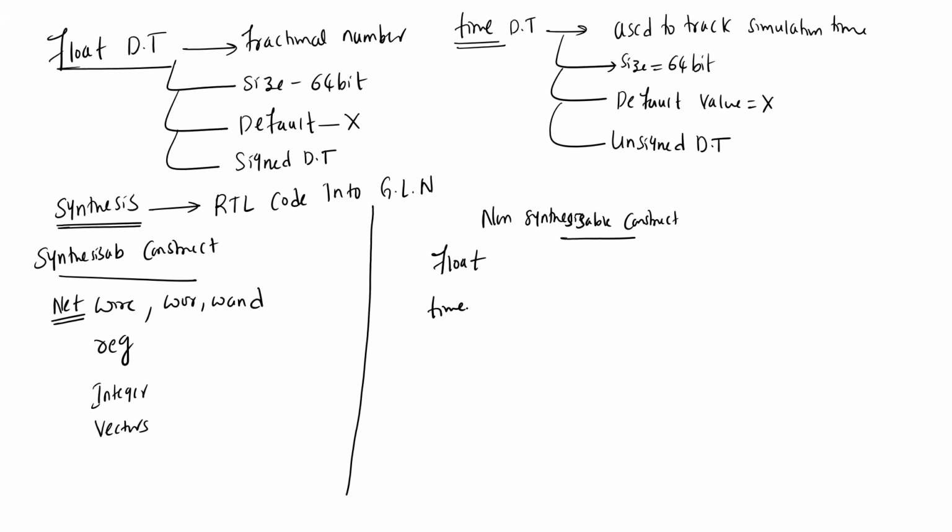Why? Because we are using time in the test bench only. We can't use it in the hardware, in the RTL design. Can you give an example where we will be using integer for synthesizable first? I will show you with the code. In the vectors and arrays, I will show you the example.